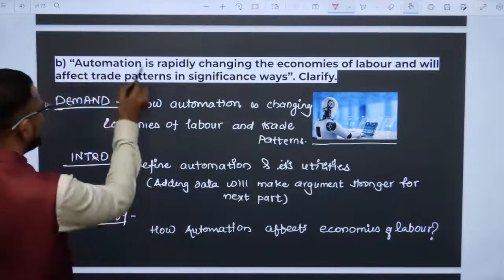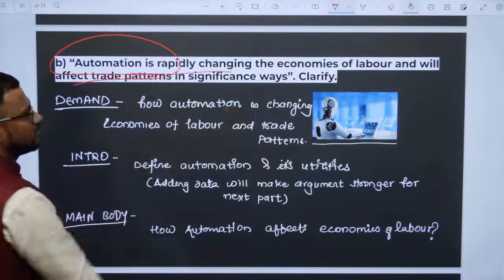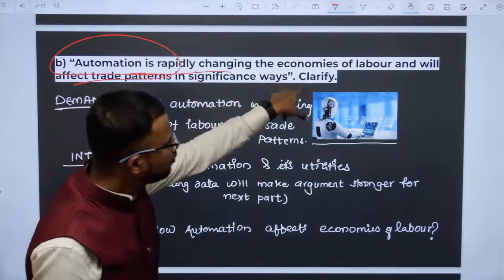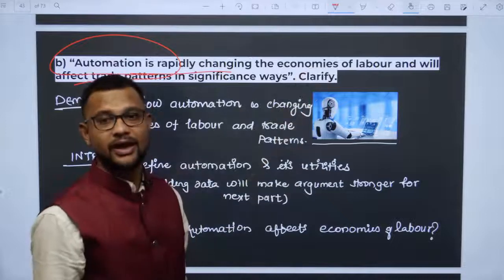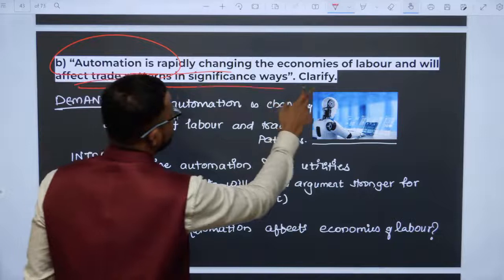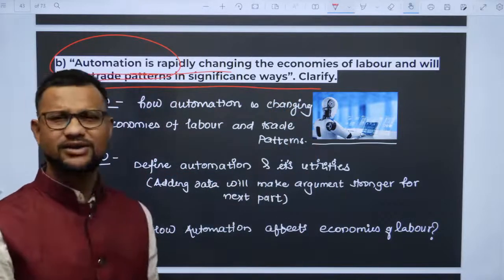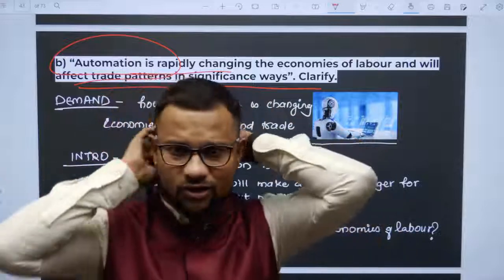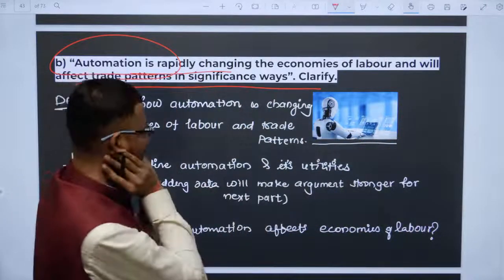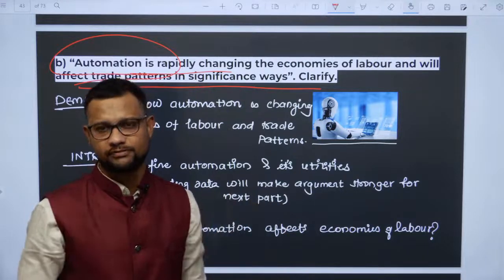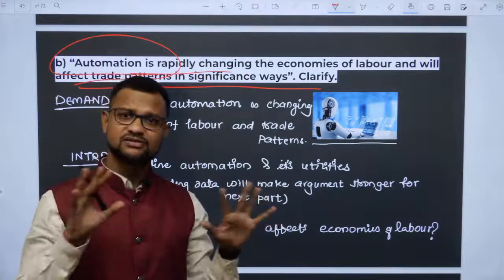Next, it's about automation. Now automation is rapidly changing the economies of labor and will affect trade patterns in a significant way? Clarify. देखो क्वेश्चन बहुत स्ट्रेट है. They are not going to ask you critically examine. They are not going to ask you anything else tricky. Clarify, justify, elaborate, right? So the question, and the paper, is quite straight.